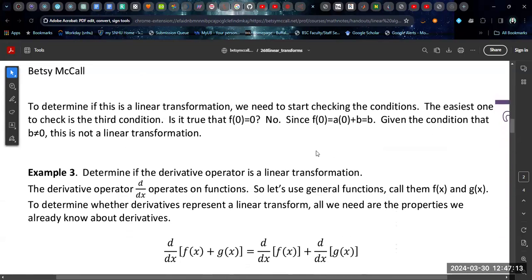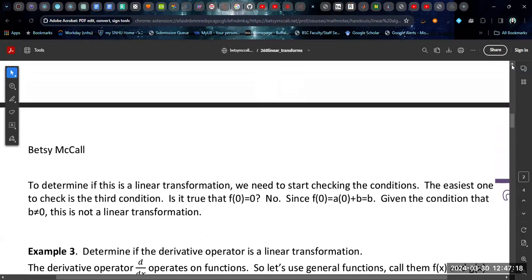Now, the easiest one to prove here that this is in fact not a linear transformation under the definition we've provided is: is it true that f of 0 is equal to 0? And in fact, it's not. F of 0 is equal to b.